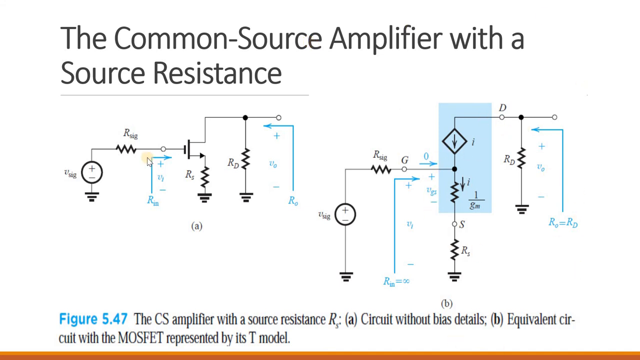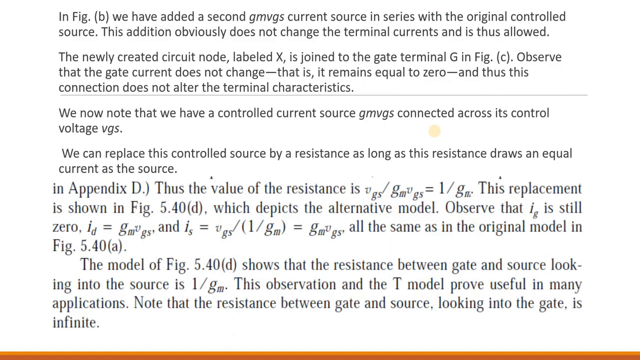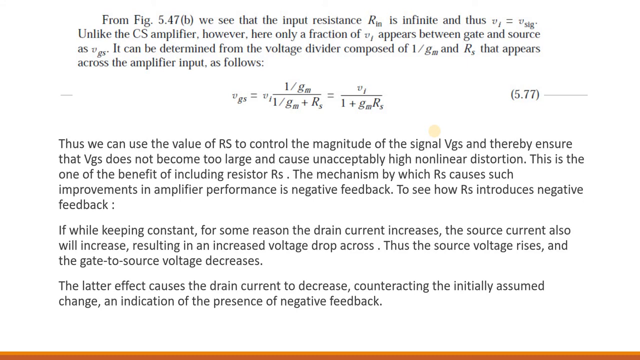This you need to draw. You can also draw this one, no problem, but they have particularly asked for the equivalent circuit model with the MOSFET represented by its T model. So you need to explain this. And then you can include, depending upon the marks, how the T model is formed from the pi model, and the explanation. And then VGS, what is VGS, you need to explain. And input resistance, you know, it is already infinite. And what is VGS, the input voltage, it is the voltage divider rule.